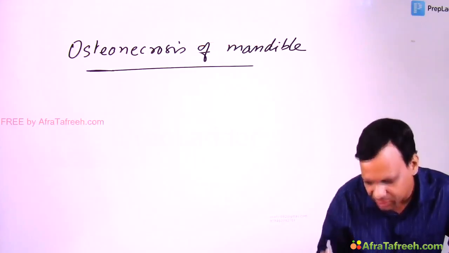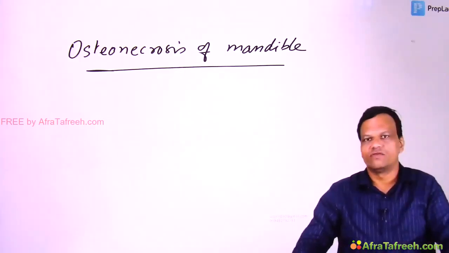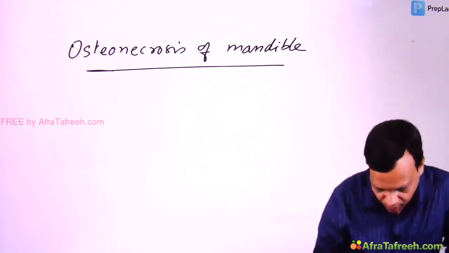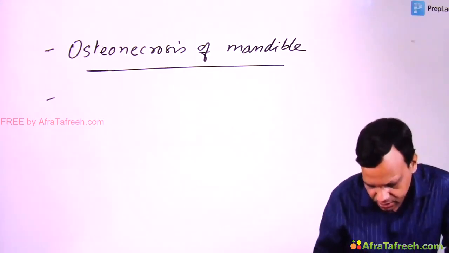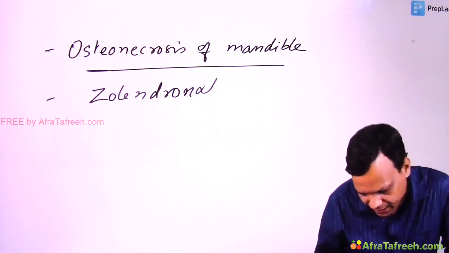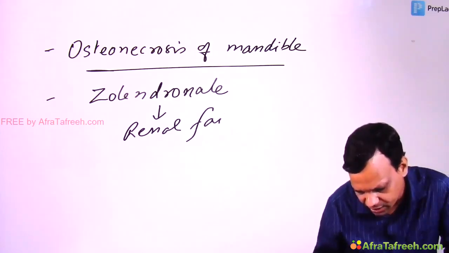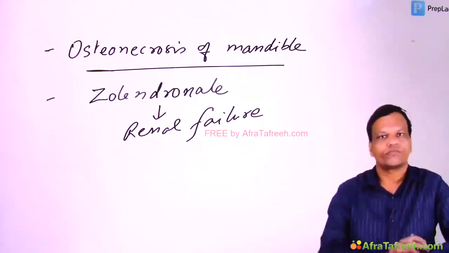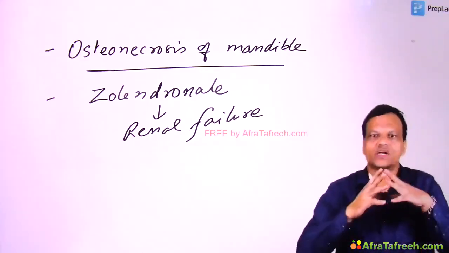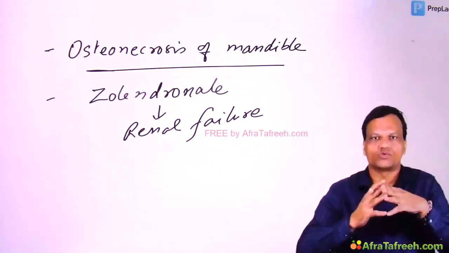Osteonecrosis of jawbone, that means mandible. It is a well known side effect of bisphosphonates. Then lastly, zoledronate only, not all bisphosphonates, zoledronate, it can result in renal failure. Zoledronate is associated with renal failure. Okay, so these are the important points regarding the bisphosphonates. They are drug of choice for osteoporosis.